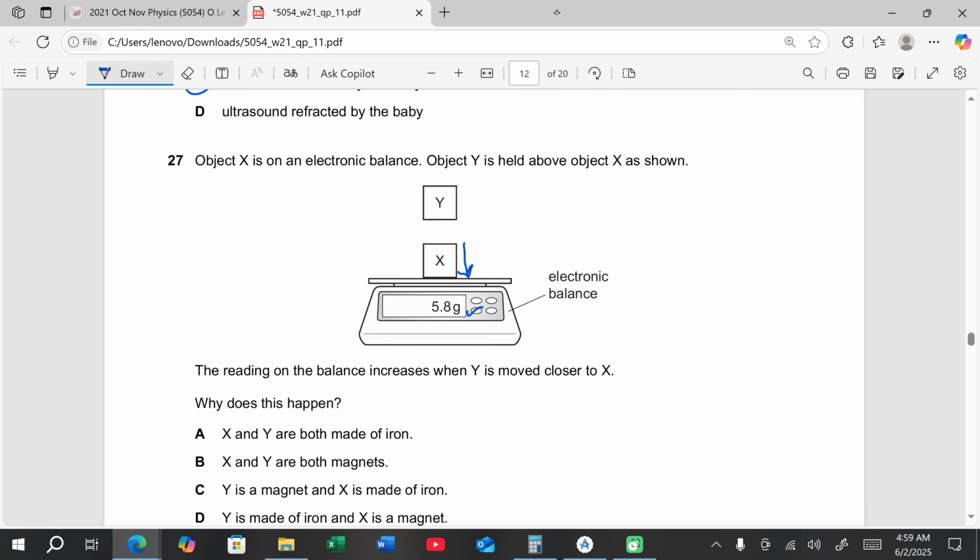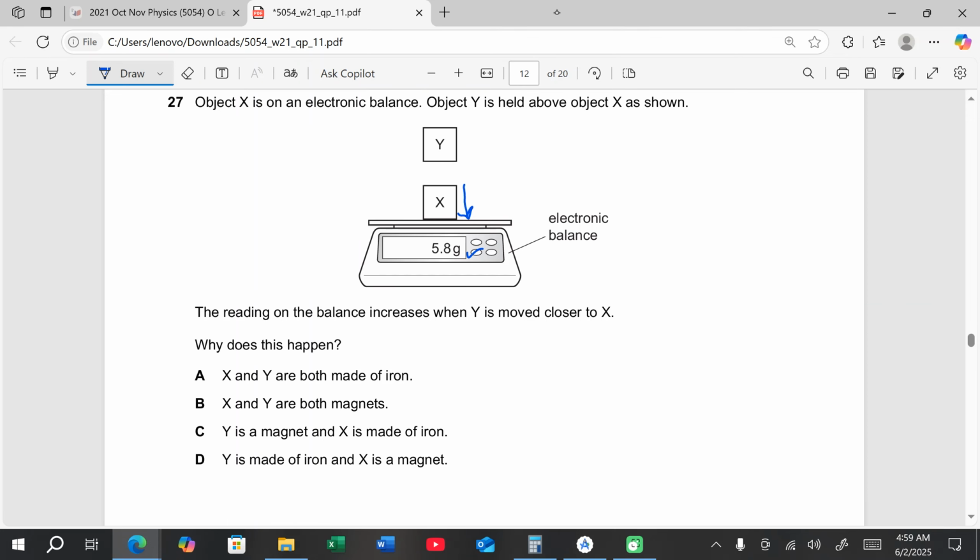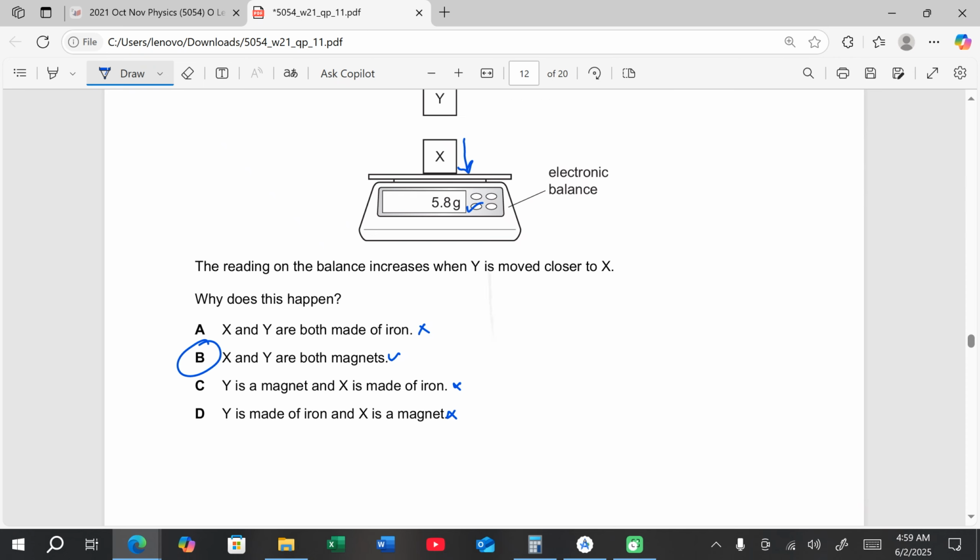So this can be a magnet, yes. X and Y are both a piece of iron? No. X and Y are both magnets? Can be one of the ones. Y is a magnet and X is a piece of iron? No, then it has to be attracted by Y, and the reading should decrease. Y is made of iron and X is a magnet? Again the reading has to decrease. It should not increase. So only B is the right answer.